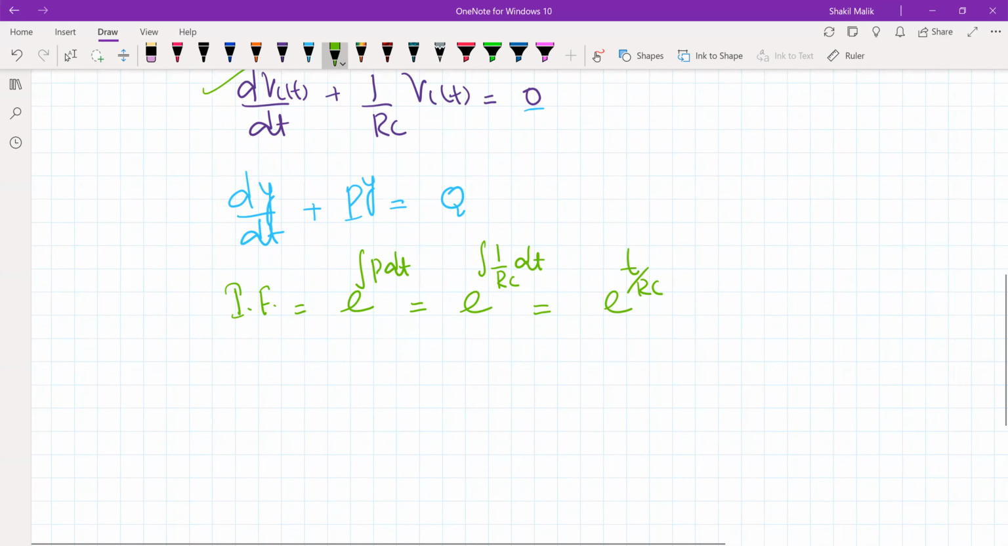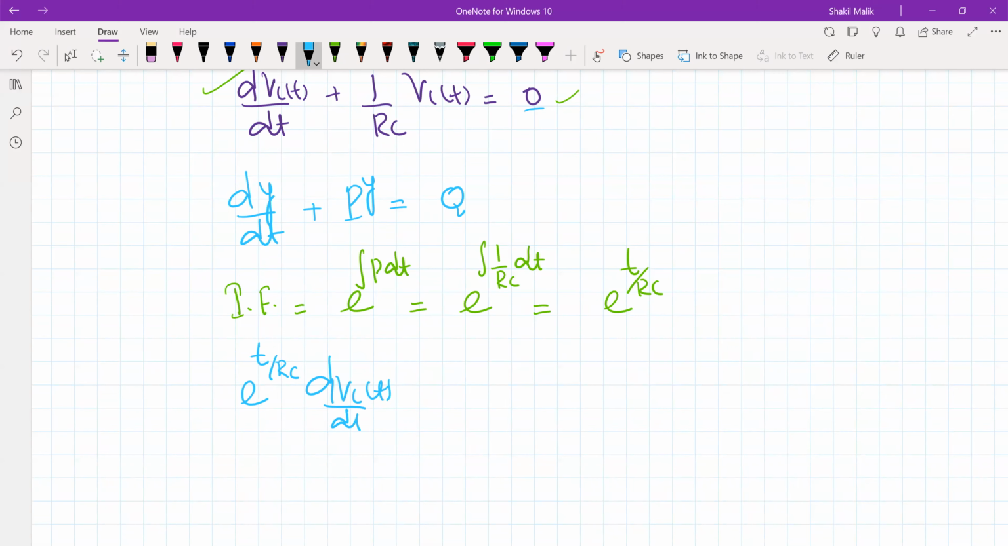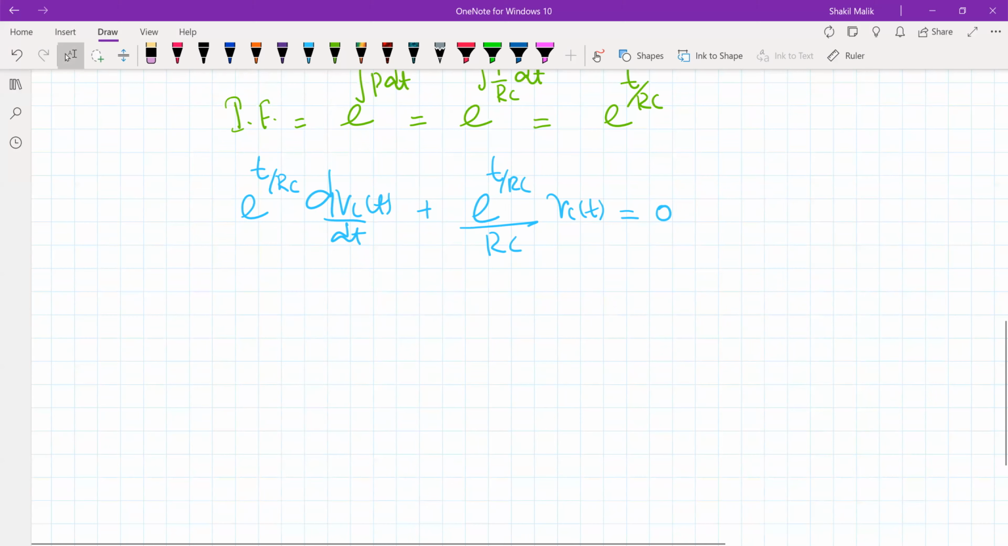Multiplying both sides of this linear differential equation by the integrating factor, what do we get? We get e to the power of t by RC dVc by dt plus e to the power of t by RC divided by RC times Vc of t is equal to 0, because when you multiply e to the power of t by RC with 0, that is equal to 0.